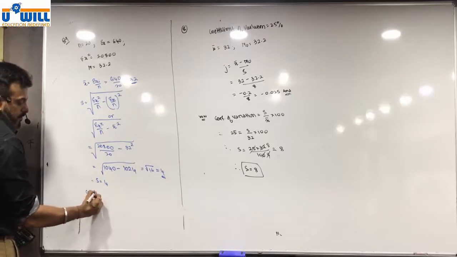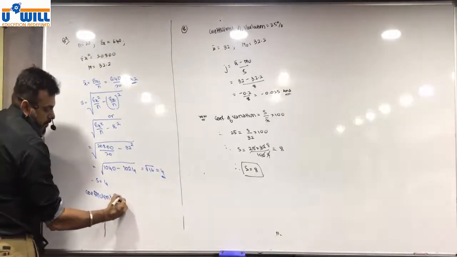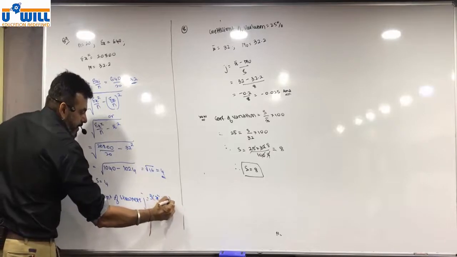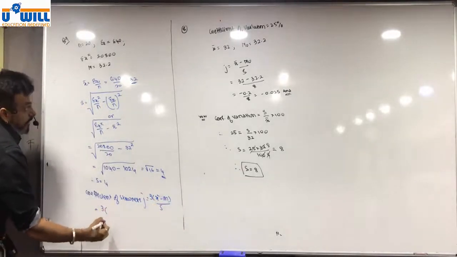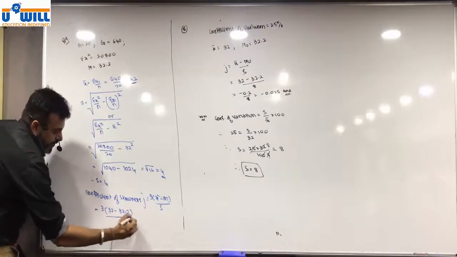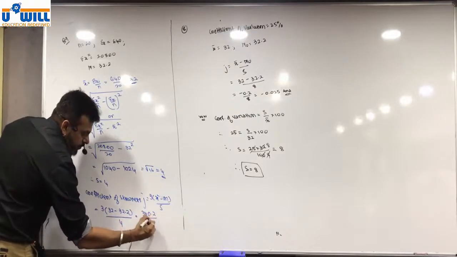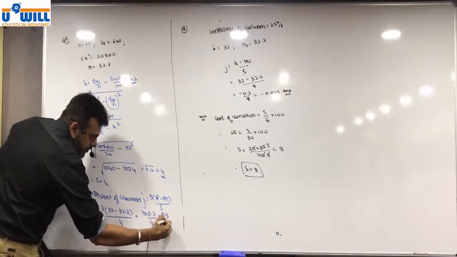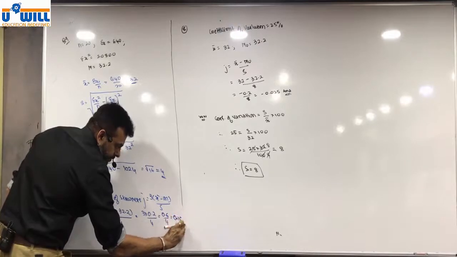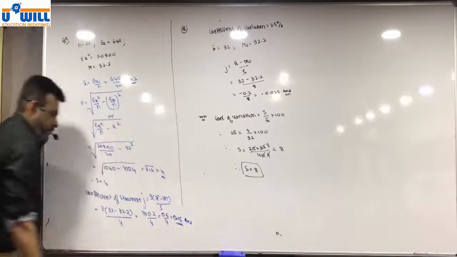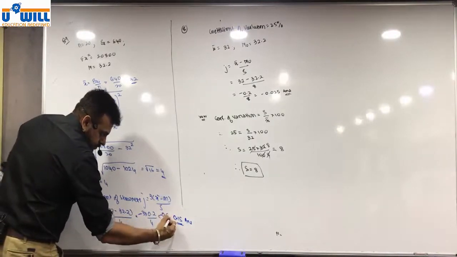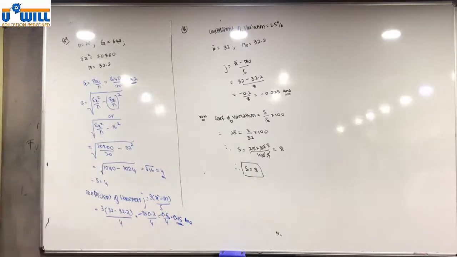So, coefficient of skewness J is equal to 3 into x bar minus median upon S. 3 into 32 minus 32.2 upon standard deviation 4. So 3 into 0.2 upon 4, 0.15. Negative? Minus 0.15.